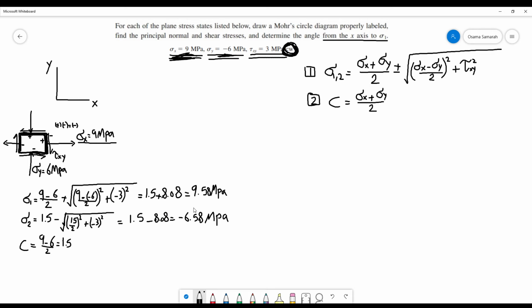So once we found the principal stresses and the center, we can proceed to draw Mohr's circle by setting up the axes. So the horizontal axis is going to be sigma, and the vertical axis is going to be tau. So sigma 1 is equal to 9.58. Since it's positive, it's somewhere right here.